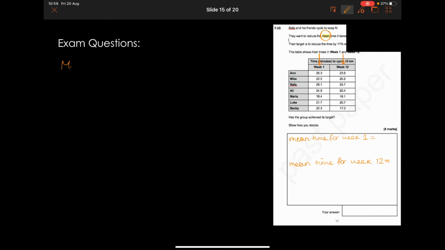So the mean time for week 1, what we need to do is add up all of these values, and then we divide them by how many there are. If I add up all of those values, it gives me 161.7. We then have to divide that by 7 because there are 7 people: 1, 2, 3, 4, 5, 6, 7. If I do that, it gives me 23.1.